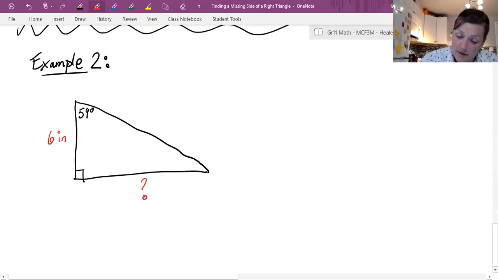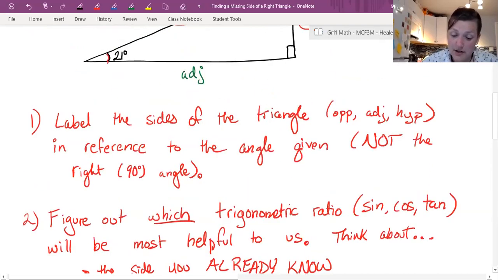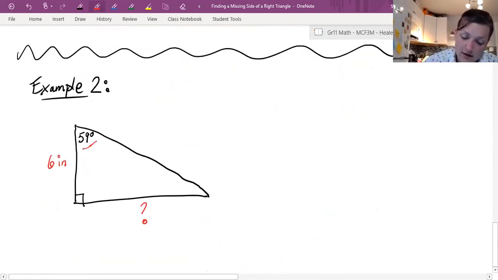So remember, our first step is always label the sides of the triangle as opposite, adjacent, hypotenuse in relation to the angle given. The angle I gave you was this top angle up here, this 59 degrees. So we're going to label this triangle in relation to that angle. Across from the 90-degree angle is always the hypotenuse. So that one's easy. This one opposite the 59-degree angle is the opposite side. And this one next to, or adjacent to, the angle, but that's not the hypotenuse, is our adjacent side. So now we have our sides labeled.